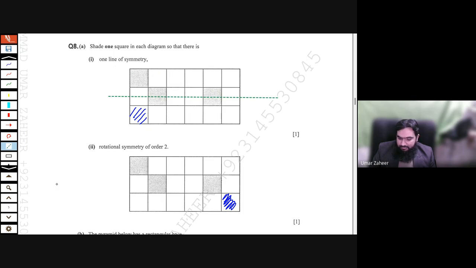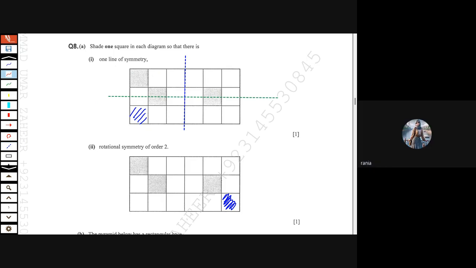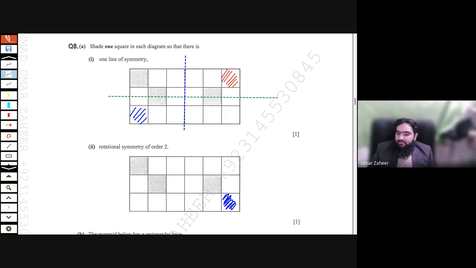If I'm making a vertical line of symmetry, just tell me which square I need to shade. Sir, top right corner, upper right corner. Yeah, top right one I need to shade. But obviously he just asked for one, so we just erase it.